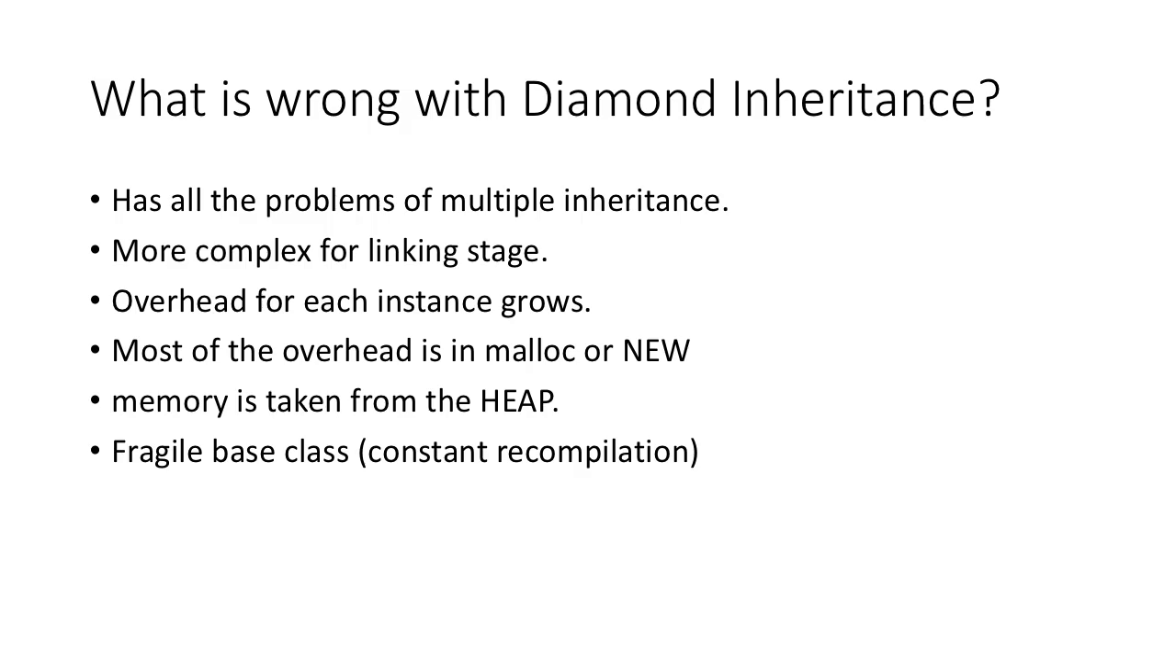This diamond inheritance is very common in C++, but it has all the problems of multiple inheritance, leads to a complex linking stage, gives you tons of overhead because each instance will grow, and most of the overhead is in the memory allocation, which means every time you do a new, and the memory has to come off the heap, and this creates what's known as the fragile base class or constant recompilation problem. You change the superclass, and all of the subclasses have to be recompiled.